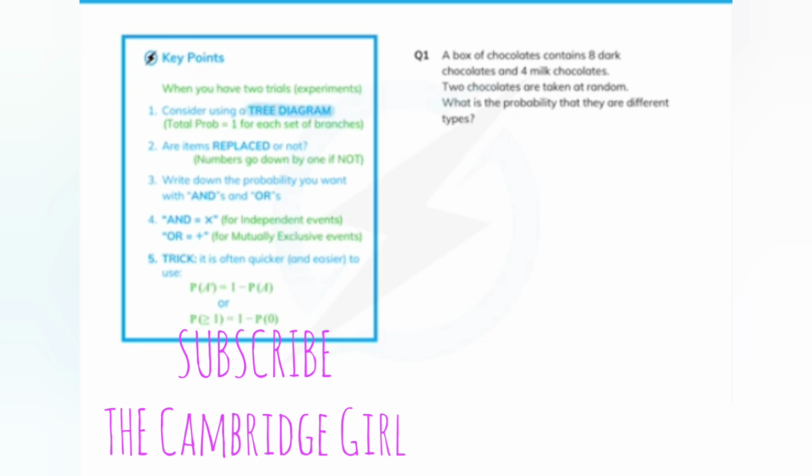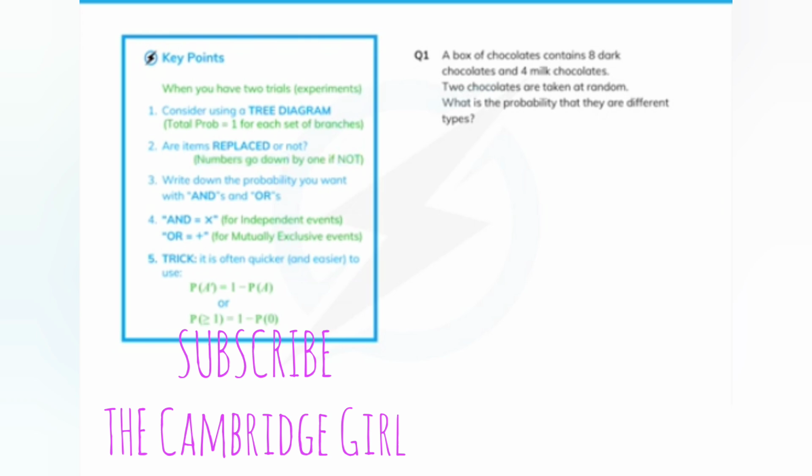Okay, you don't have to use a tree diagram, but it sometimes is a good idea, remembering that on each set of branches the total probability must be 1. You're going to need to make a decision if two things are happening and it involves picking things out of a bag or a hat or a chocolate box or something. You need to decide whether the items are replaced. So is the first thing replaced before the second thing gets taken out? And if they're not replaced, remember that the numbers, particularly on the bottom of the fractions, go down by 1. We'll have a look at one of those in a minute.